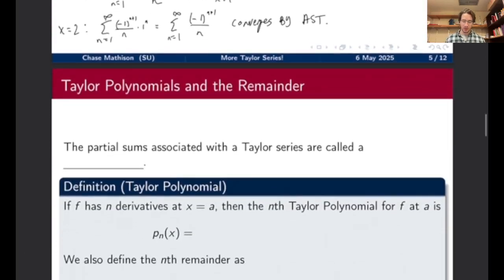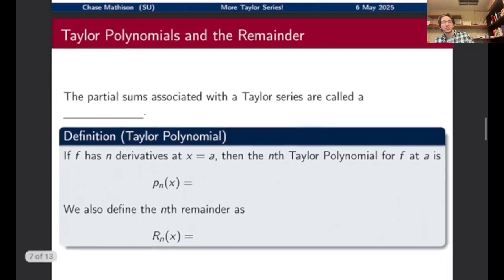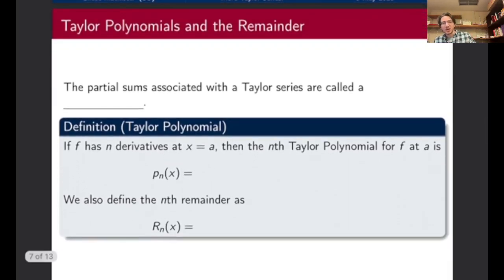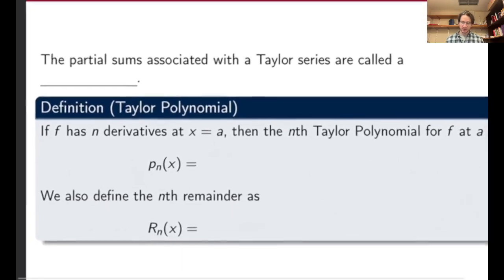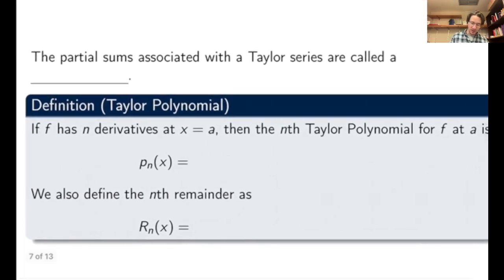All right. So let's talk about Taylor polynomials and the remainder of Taylor polynomials. Taylor polynomials are just the partial sums associated with the Taylor series. Okay, so the partial sums associated with the Taylor series are called Taylor polynomials.